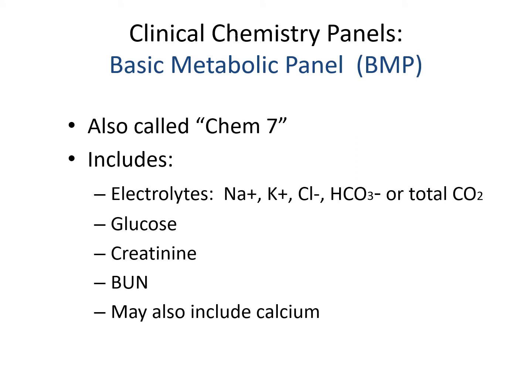First we have the basic metabolic panel, or BMP, also referred to as the Chem 7, and this includes the electrolytes sodium, potassium, chloride, and then either bicarb or CO2, and that has to do with blood acidity, glucose, creatinine, and BUN, and may occasionally include calcium, because I know you're doing the math going, wait a minute. So sometimes it includes calcium.